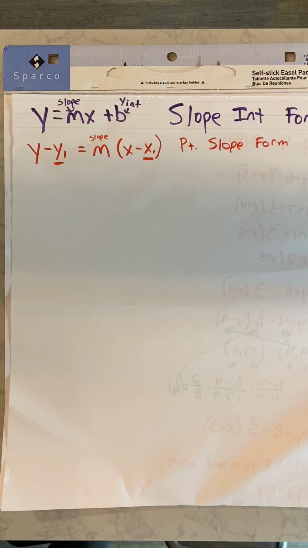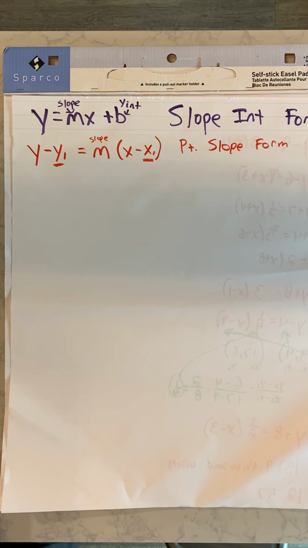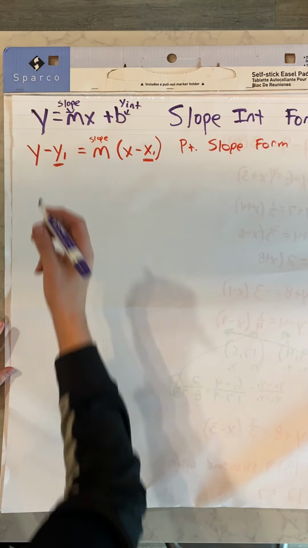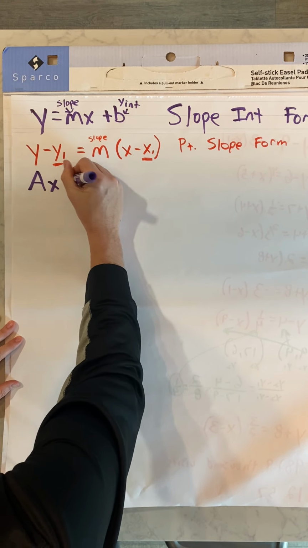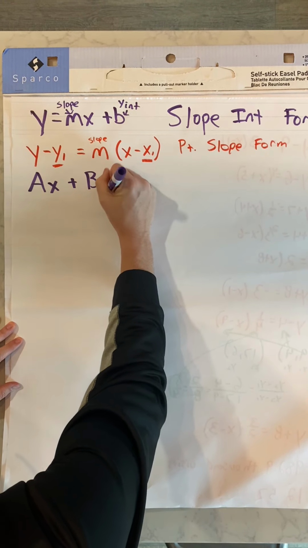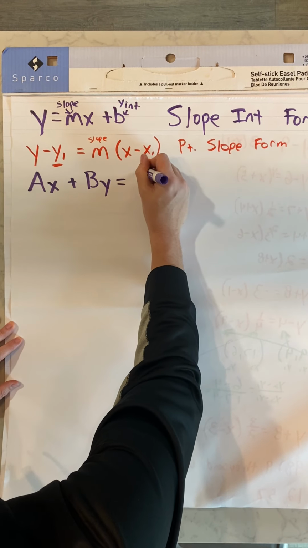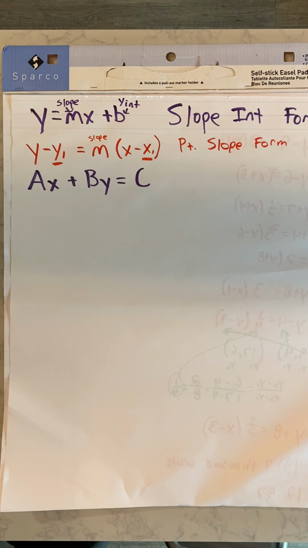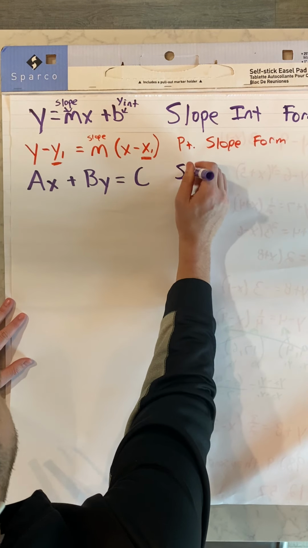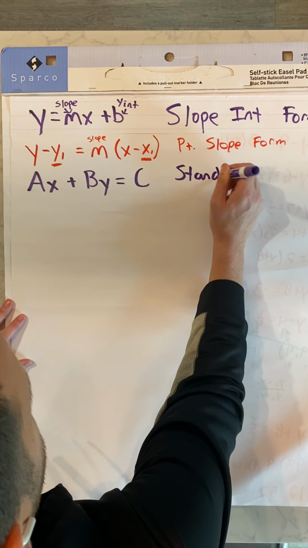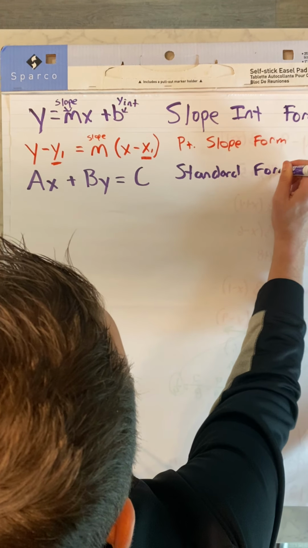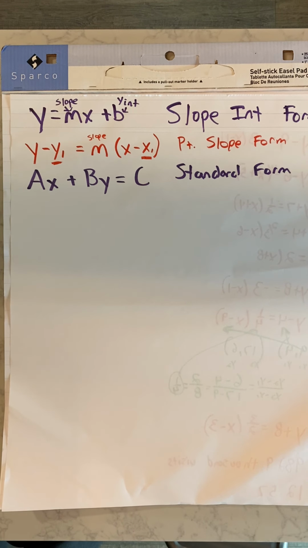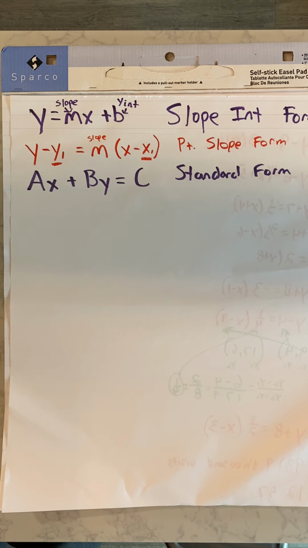Today, like I said, we are going into standard form. Standard form is going to be ax plus by equals c. All right, so this is standard form. Don't let all the variables confuse you.